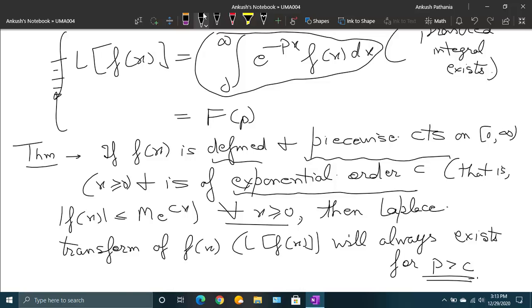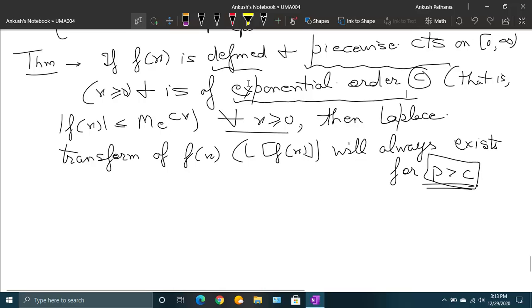Then the Laplace of the function will exist, that is, this integral will exist for p greater than c. This condition p greater than c comes from the fact that we will see later, while working on formulas, how this p greater than c comes, and c is basically the exponential order the function has. So if these two conditions of piecewise continuity and exponential order hold, no doubt the function is to be defined for x greater than or equal to 0, then the Laplace of the given function is always going to exist for p greater than c.